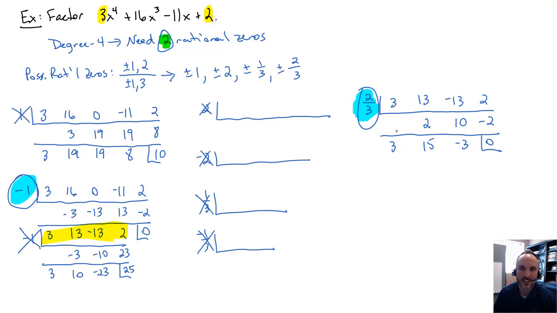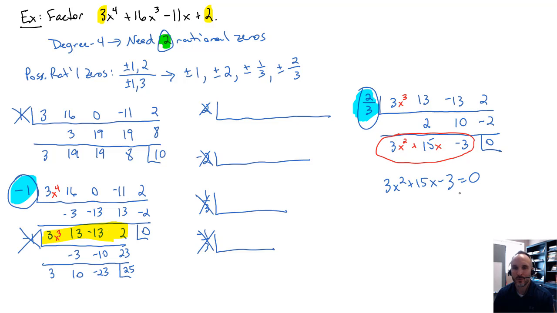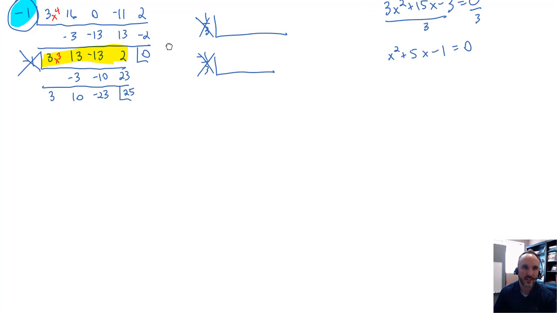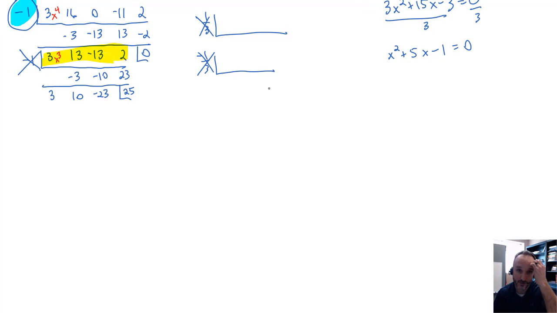Thus, the resulting quotient here should be degree 2, and it is, because remember this was degree 4. When we divided, we got degree 3, which is what we had here. And when we divided again, we've got degree 2. So now we need the zeros of 3x squared plus 15x minus 3. Again, we can divide both sides by 3 to make all the numbers smaller. X squared plus 5x minus 1 equals 0. And now we can use the quadratic formula to find the last two zeros, giving us 4 zeros altogether.